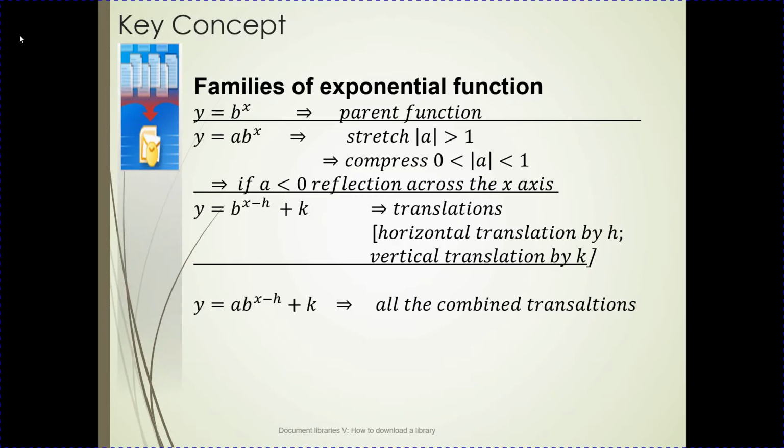The last point is y equals a times b to the power of x minus h, plus k. This one is a family of exponential functions which contains all the combined transformations. That means it has stretching or compressing, it has moving to the right or to the left, and it also has vertical shifting, either up or down. So these are some of the families of exponential functions. Now based on this key concept, let's see some problems.